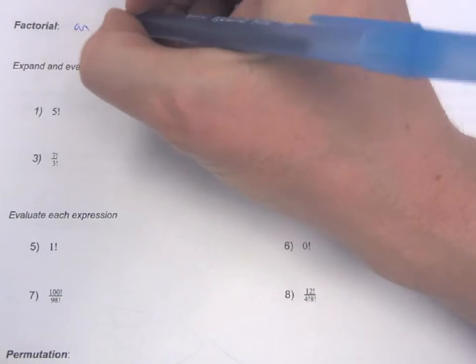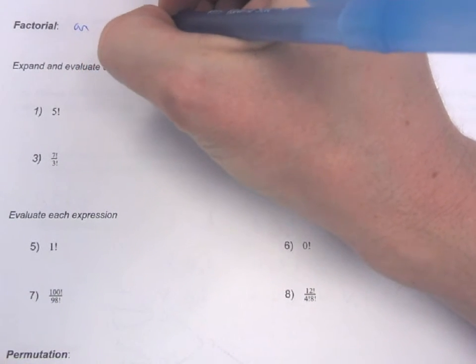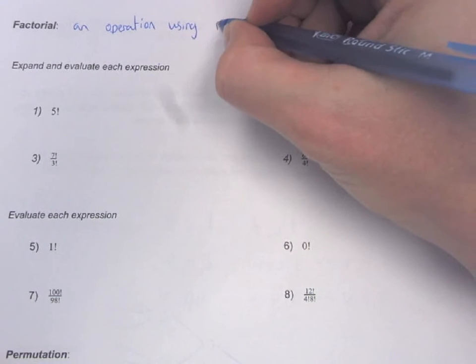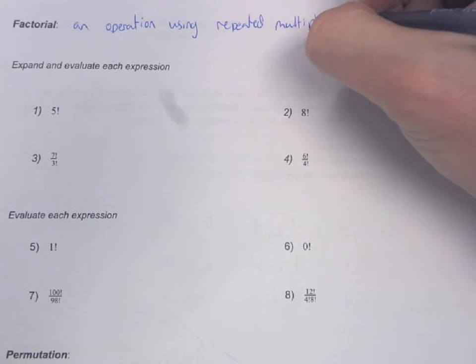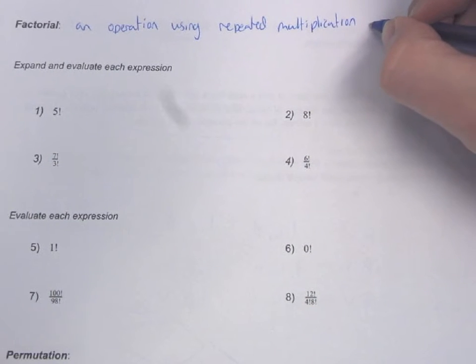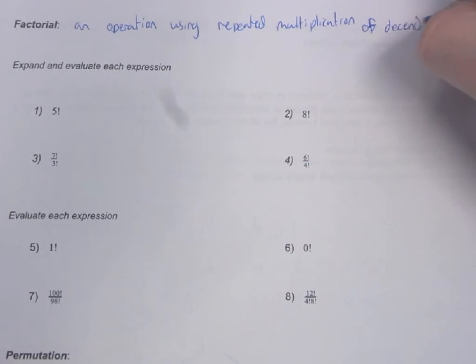Now the way you pronounce that is not like 5 with emphasis. The exclamation point here is not for emphasis. It's actually an operation. Our operation is like a plus or minus or multiply, divide, or square root. It's something that we do to a number. So factorial is an operation using repeated multiplication of descending integers.